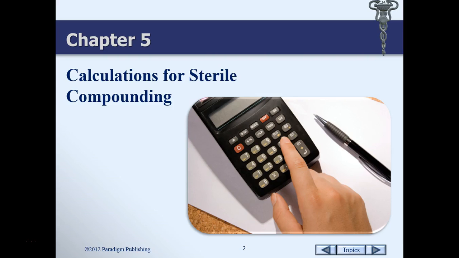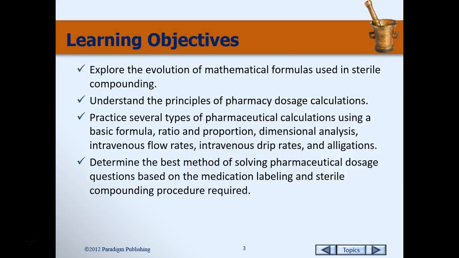So, calculation, regulation of standardization in practice is important. It helps to reduce error, and we really are trying to get away from those conversions of especially the apothecary system of measure. So in this chapter, the objectives are primarily to practice several different types of pharmaceutical calculations and determine the best method for solving the problem.